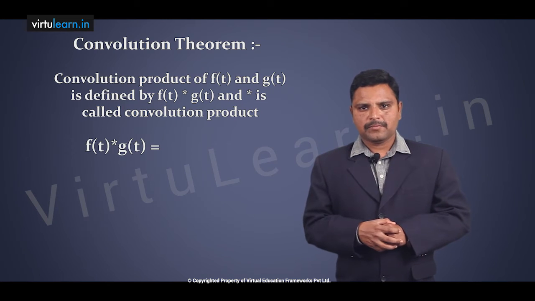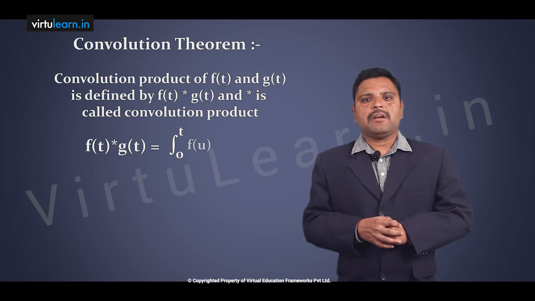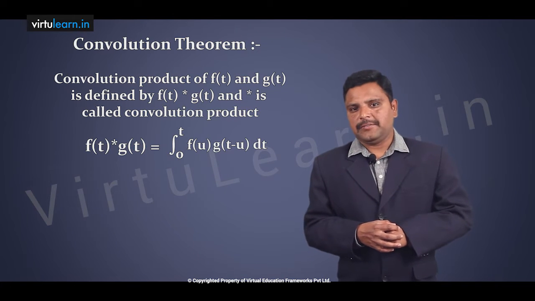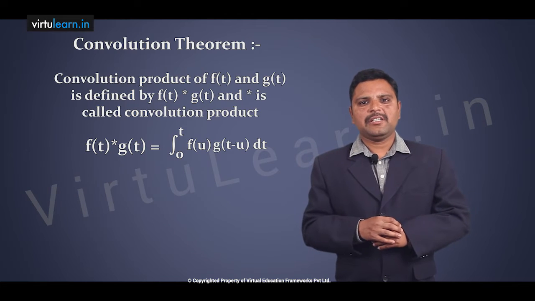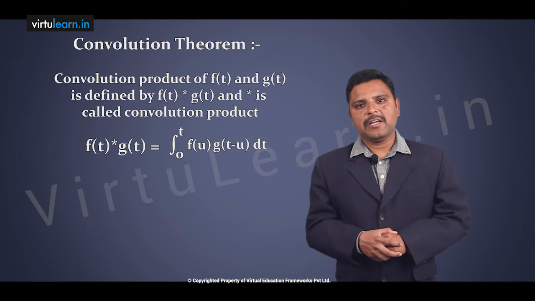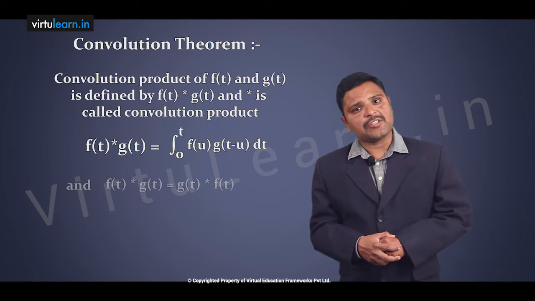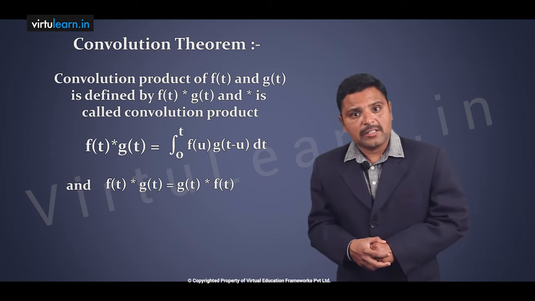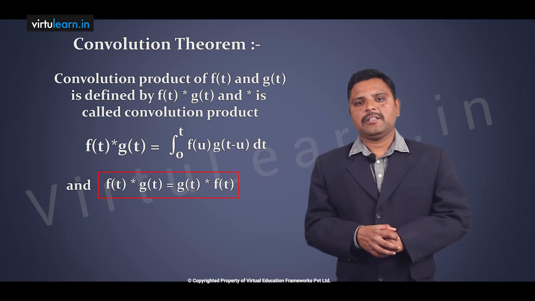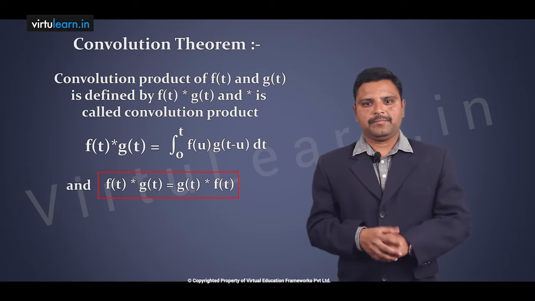f of t star g of t equal to integral 0 to t f of u g of t minus u du. Then from this integration we can calculate f of t star g of t. This product is very important, and the convolution product is commutative. F of t star g of t equal to g of t star f of t. These both are equal. This is nothing but the convolution product. This convolution product we will use in the convolution theorem.